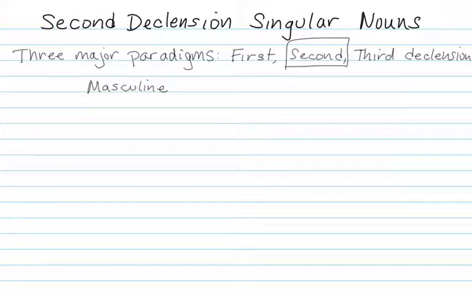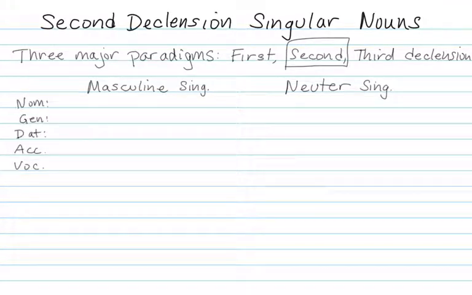So far, we've only looked at the masculine, but in chapter 2 beta, we're introduced to the neuter. So let's write down our 5 case names, and we're going to look only at the singular in the masculine and the neuter. We'll learn the plural forms later.